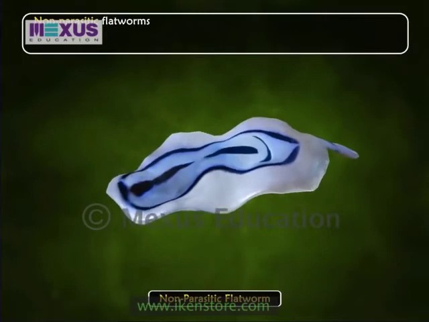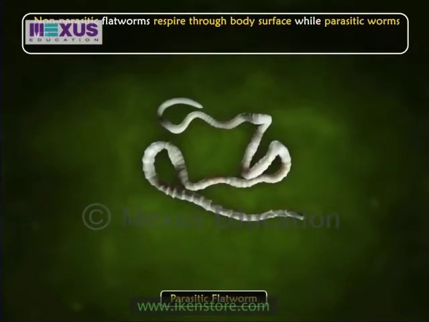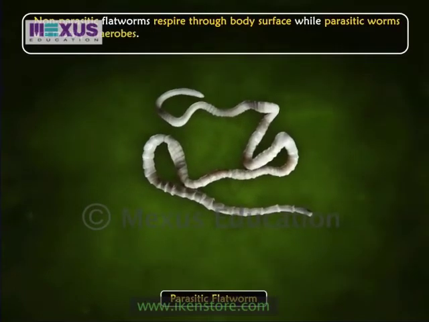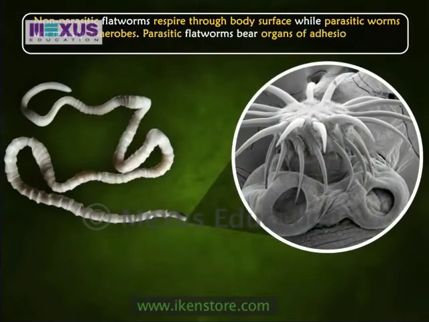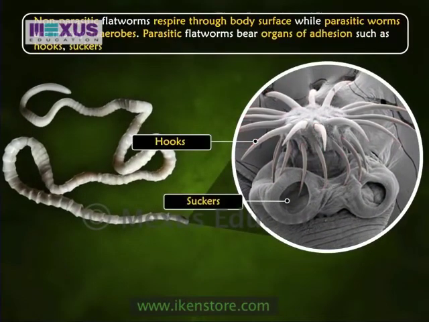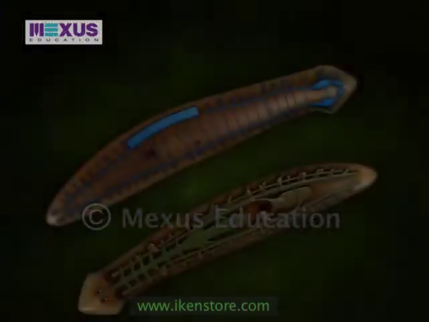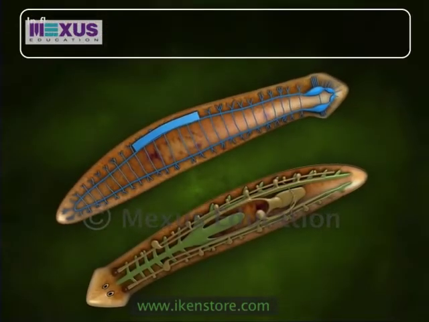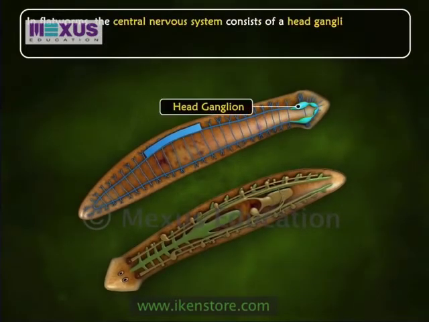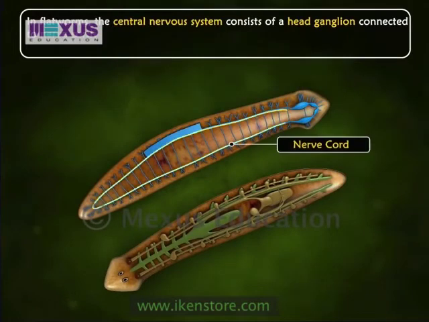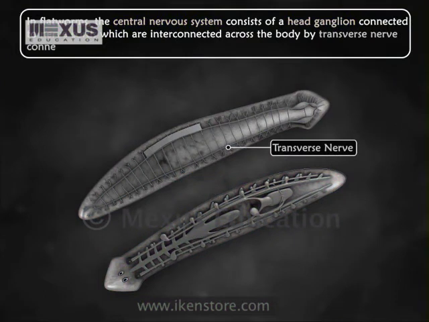Non-parasitic flatworms respire through their body's surface, while parasitic worms are mostly anaerobes. Parasitic flatworms bear organs of adhesion such as hooks, suckers, and spines. In flatworms, the central nervous system consists of a head ganglion connected to nerve cords which are interconnected across the body by transverse nerve connections.